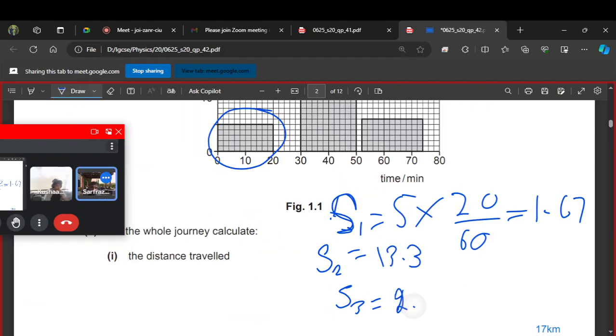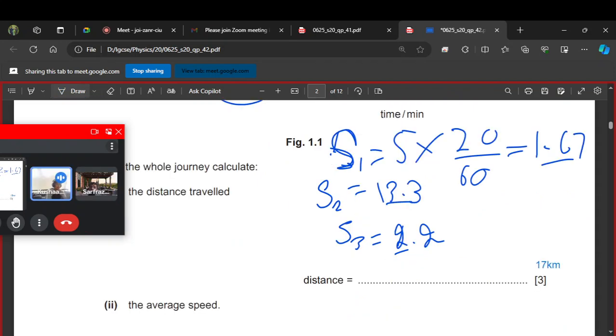2.2. So you will add all these distances and it will give us the total distance. We get 17.17. So it will be 17 kilometers. Is it okay?